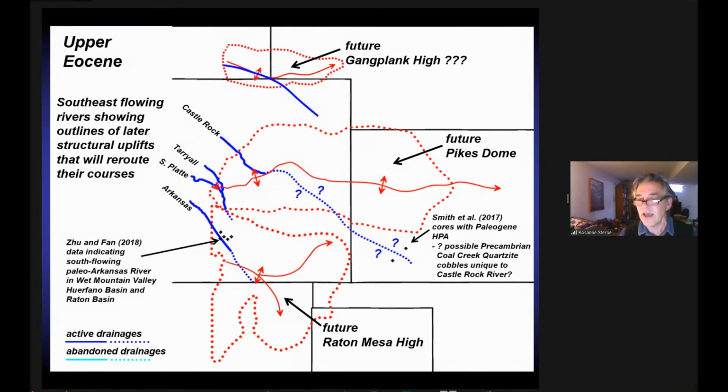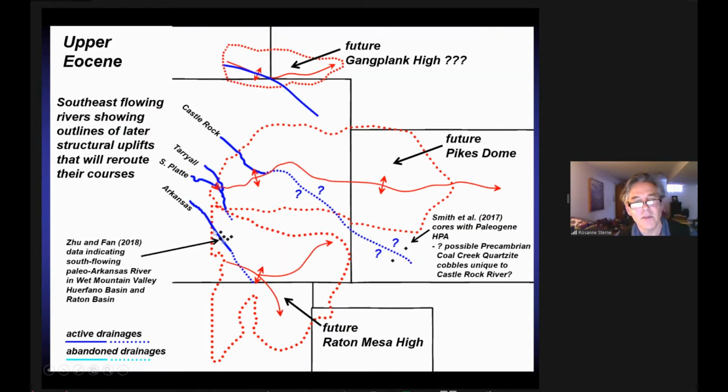And apparently the ages they're getting from the zircons out of it would be compatible with it being Coal Creek quartzite. But I've never heard him say, oh yeah, they're Coal Creek quartzite. And then over here we see the Terriel South Platte system going down at least to the Arkansas River, and it may have extended off to the south.